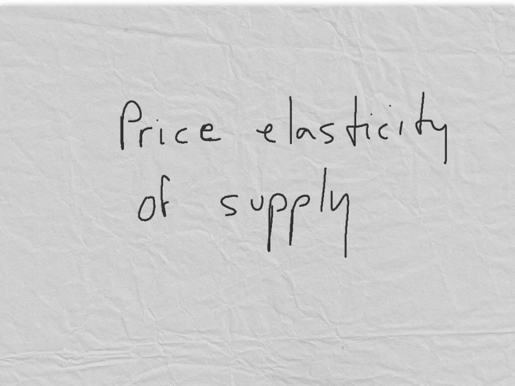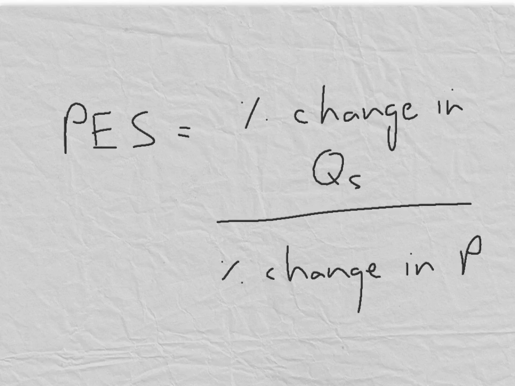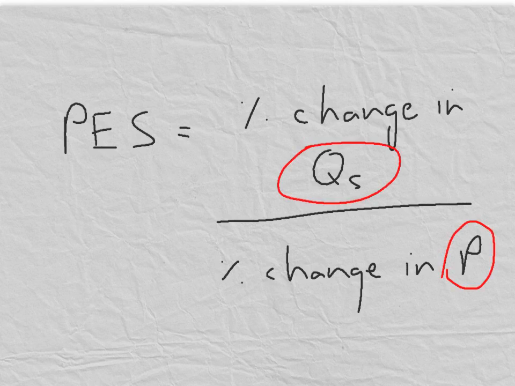This presentation looks at price elasticity of supply. The ratio price elasticity of supply looks at the percentage change in quantity supplied of a product given a percentage change in its price. It's a measure of how responsive a supplier or firm can be to a change in the price of the product.